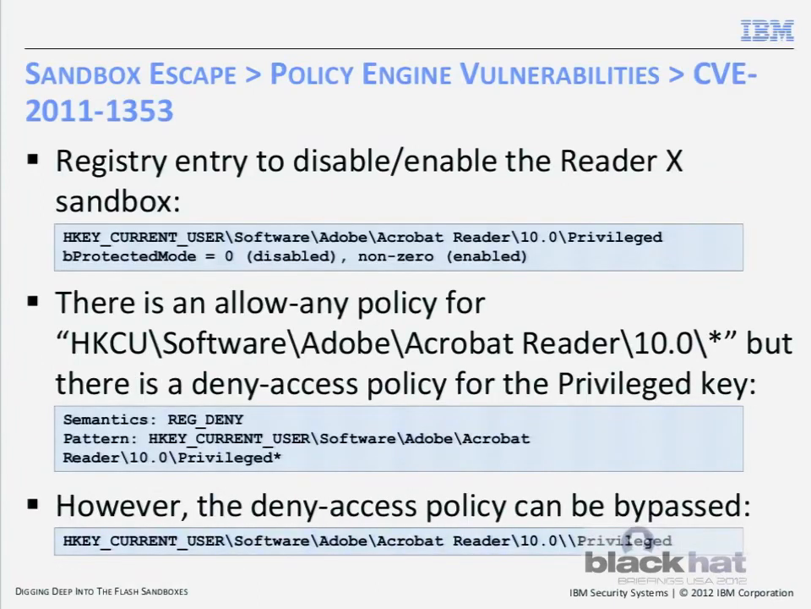So, a simple description of the bug we found. In Reader X, there's a registry entry for enabling or disabling the Reader X sandbox. Interestingly, there's an allow policy that covers this registry key. But of course, there's a registry deny access policy denying access specifically for this registry key. But the problem is you can bypass the deny access policy by just adding additional backslashes to the registry resource name, such as this one. So what happens is that due to this bug, sandboxed code is able to disable the Reader X sandbox.